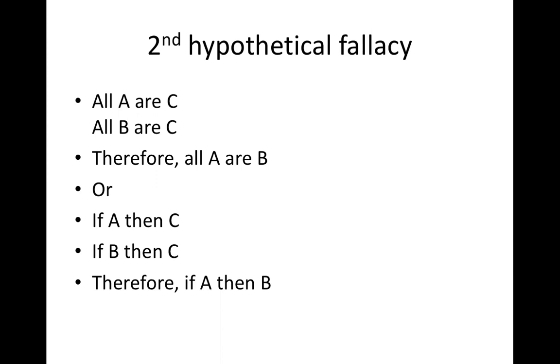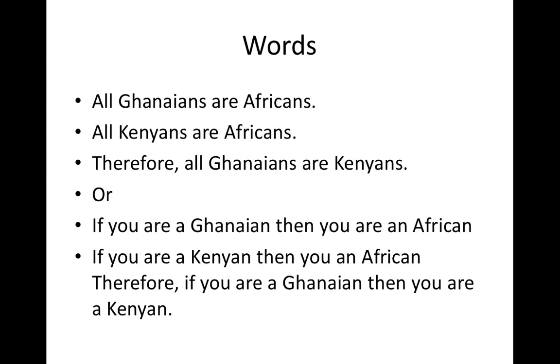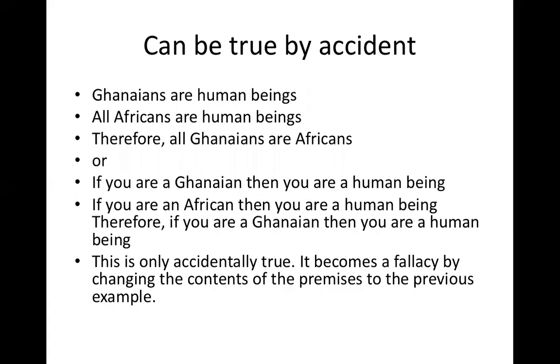Let's put it in words and we'll see how it works. All Ghanaians are Africans, all Kenyans are Africans, therefore all Ghanaians are Kenyans. So you see it's a fallacy. It doesn't work well. Sometimes it can be true by accident, but if it is true, it is by accident. It is not by design. It cannot be true by design. It can only be true by accident.